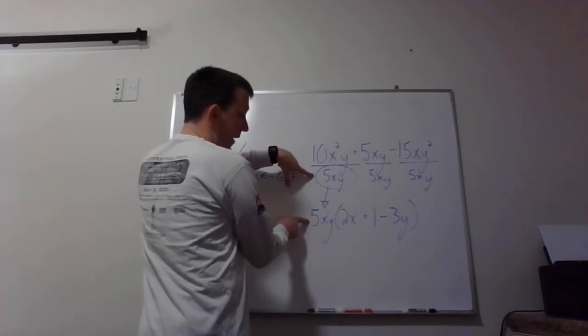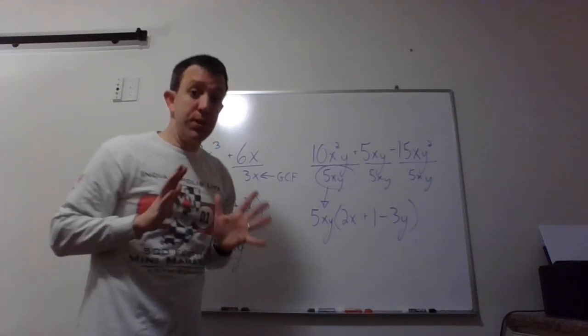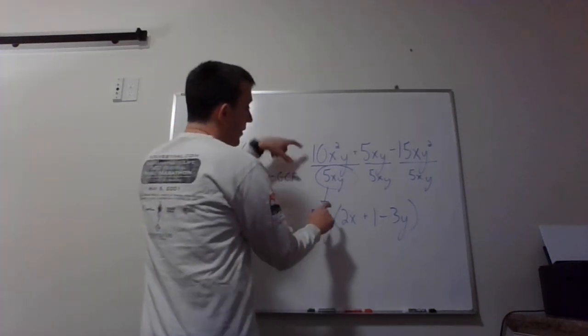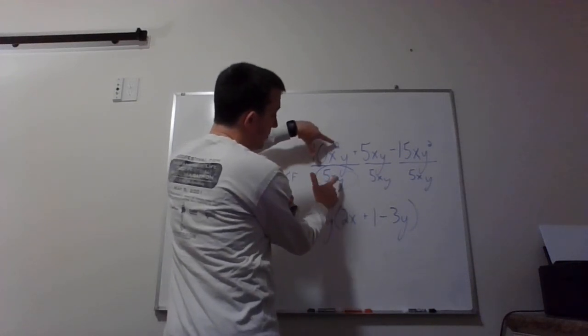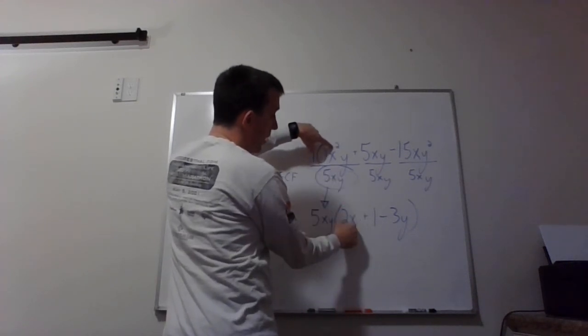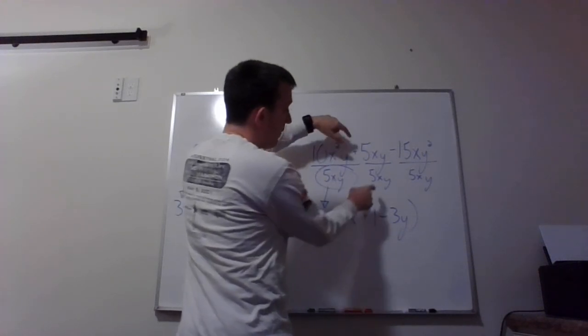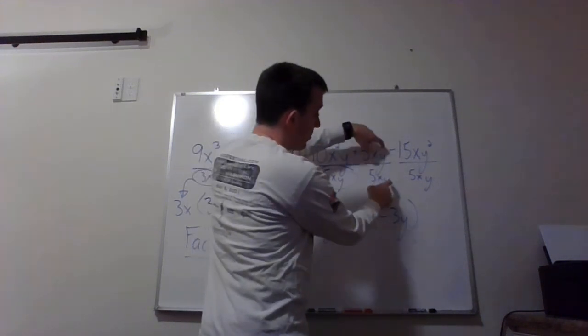Notice I took my common factor and I put it in front of the parentheses. Don't lose that common factor. It's part of the answer. It goes in front, and when we divide, 10 divided by 5 is 2. Subtract the exponents, 2 minus 1 is 1. Notice that these y's cancel out, so we just get 2x there. For the second one, 5 divided by 5 is 1, and the x's and y's cancel out.